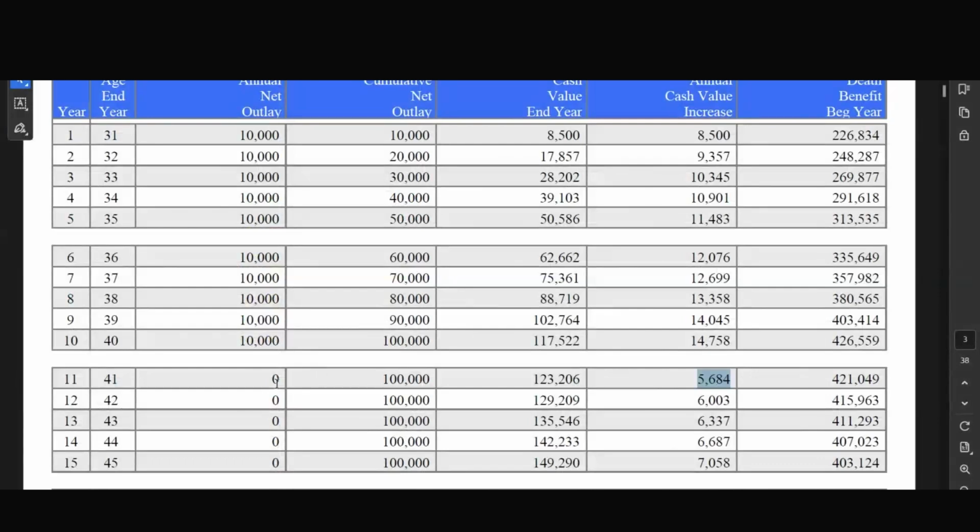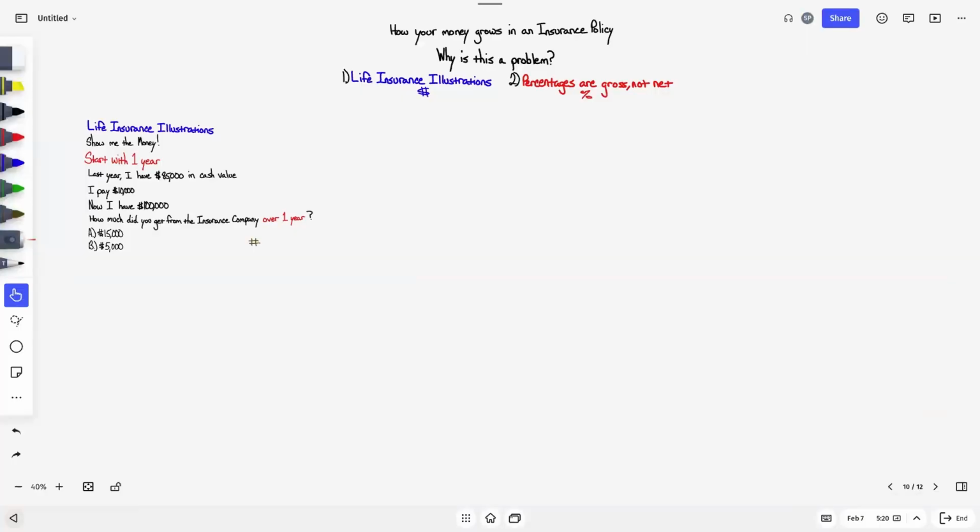Look at that. After you stop making payments, that net cash value increase represents only what you're getting from the insurance company. So when looking at the year-to-year cash value growth, I want to see specifically what am I getting from the insurance company. So that's how we measure the year-to-year growth. Let's talk about how to measure the total growth.